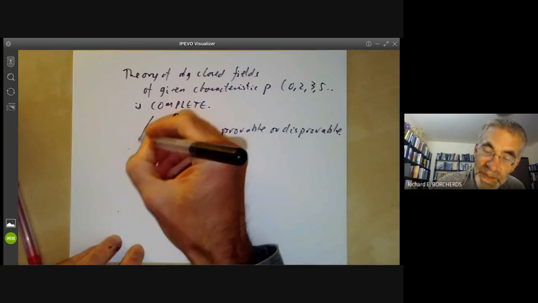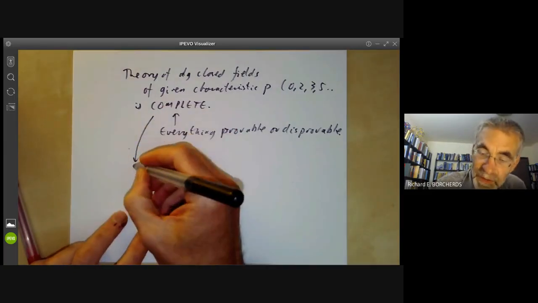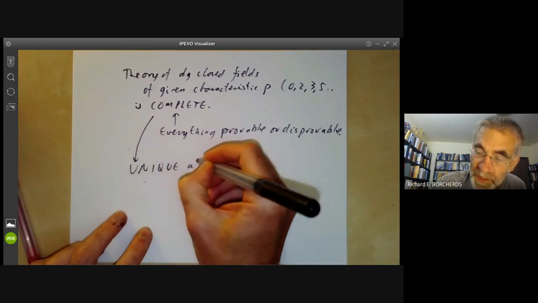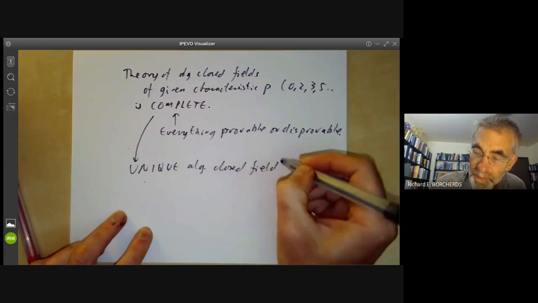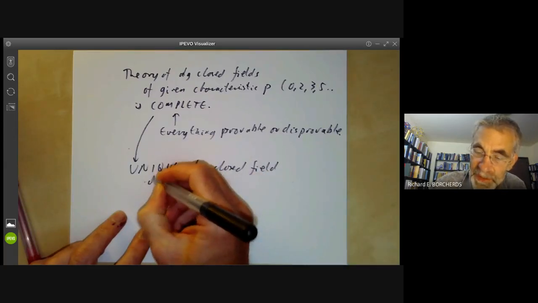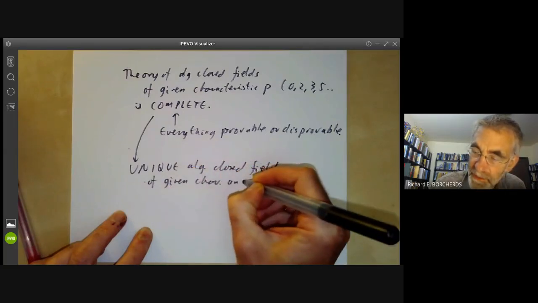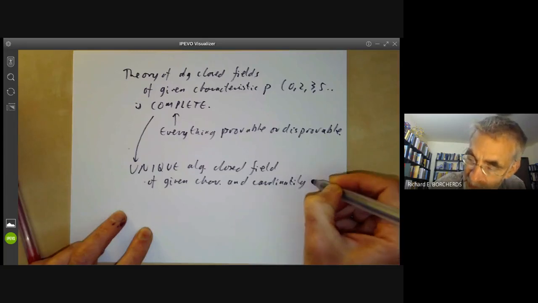The proof that this is complete is actually rather easy, that there is a unique algebraically closed field of given characteristic and cardinality equal to the continuum.